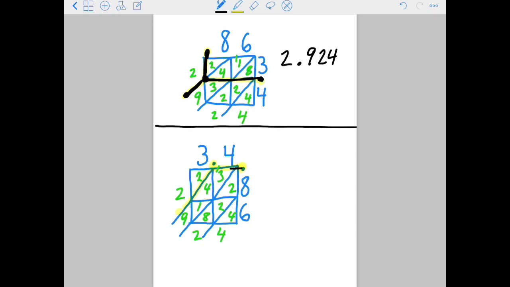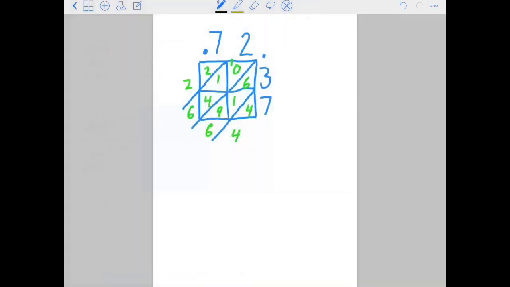So we'll do it one more time. So you know this one can only go to the left. Once they bump heads, they go down the slide, and it lands right there, which gives me the same answer as before, 2.924. Okay, so there's two examples where the decimal points would be. Let me show you a third example.